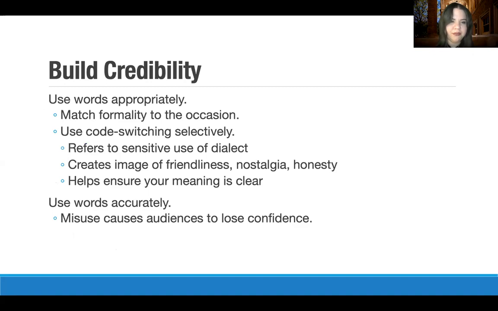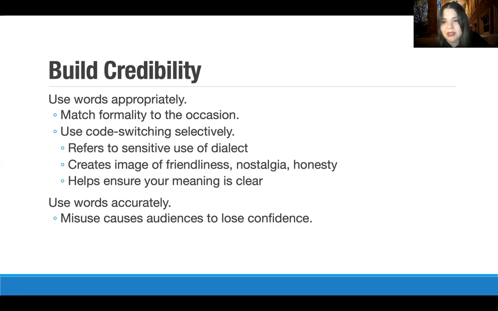Building credibility and using words appropriately. So like I said, you may not want to use irony in this course. You want to match formality to the occasion. So if you're speaking to a kindergarten class, it doesn't need to be like a Nobel Prize acceptance speech. It's not going to go over well. And vice versa. If you're giving a Nobel Prize acceptance speech and it sounds like you're speaking to a kindergarten class, then we're in trouble, right?